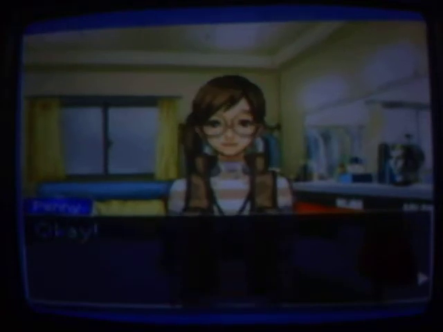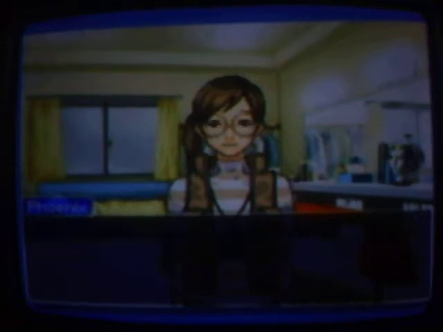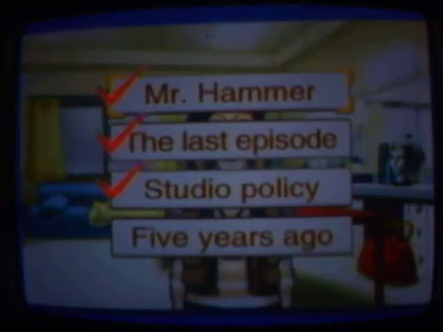You're right. Okay, but what can I do? Well, for starters, you can tell me something. Tell me what is it that the Global Studios is so intent on hiding. Tell me about this accident 5 years ago. Okay.